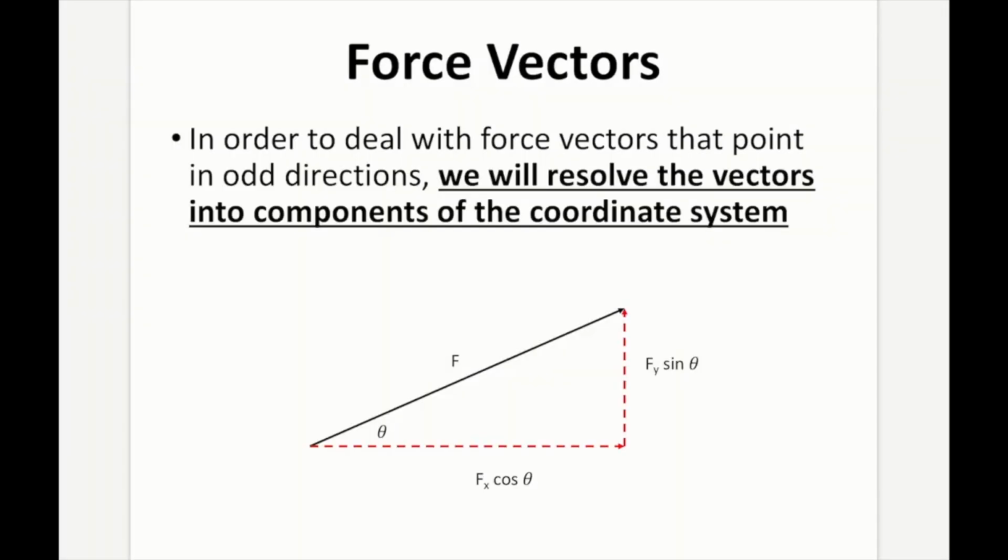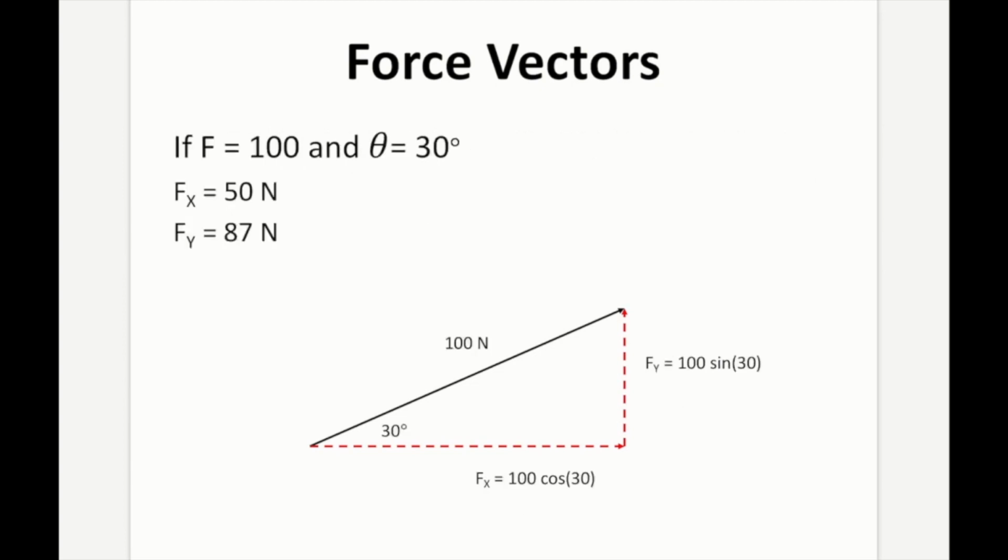Force vectors. In order to deal with force vectors that point in odd directions, we will resolve the vectors into components of the coordinate system. And by odd directions, I mean this guy here, that's pointing to the right and upwards. So we're going to break it down into the x and the y components. So if F is equal to 100 and the angle of inclination is 30 degrees, like we see down here, we can break our vector into the x and y components.